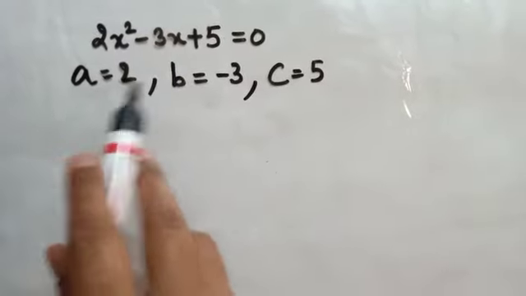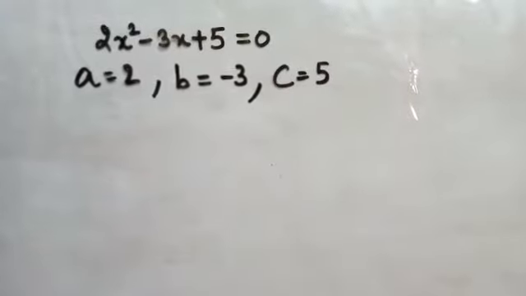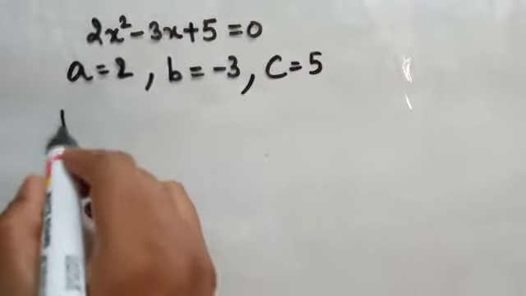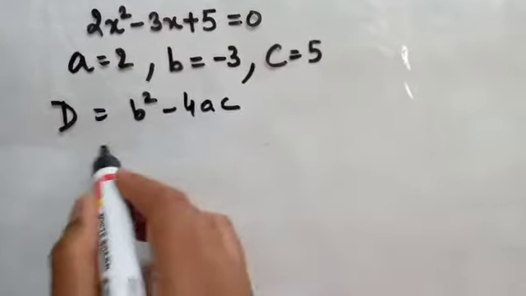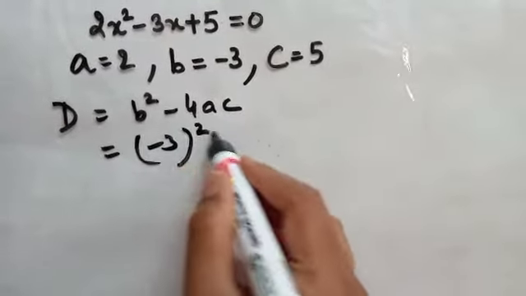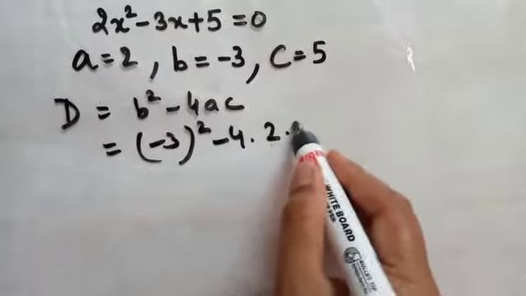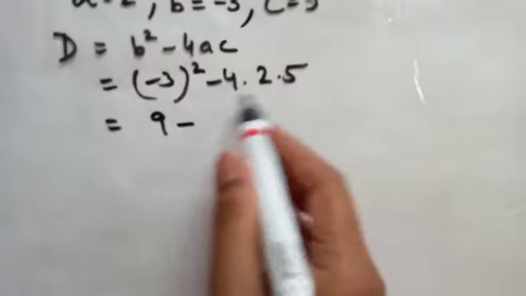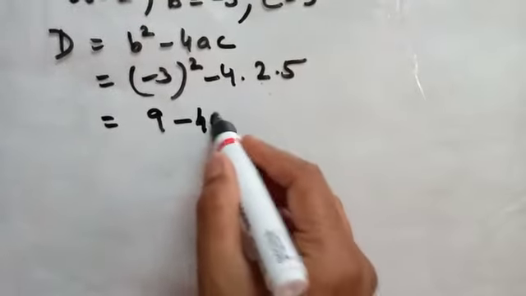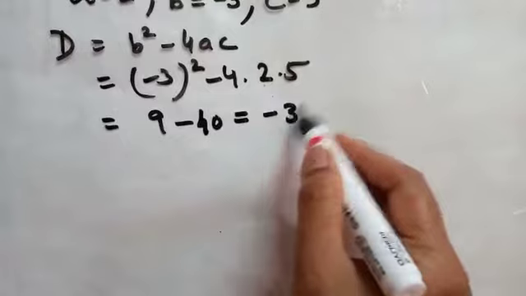So we have written the values of a, b and c after comparison with the standard form. Now the value of d was b square minus 4ac. So it is minus 3 whole square minus 4 into 2 into 5. So it is 9 minus, 5 4s are 20, 20 2s are 40. So this is coming out to be minus 31.